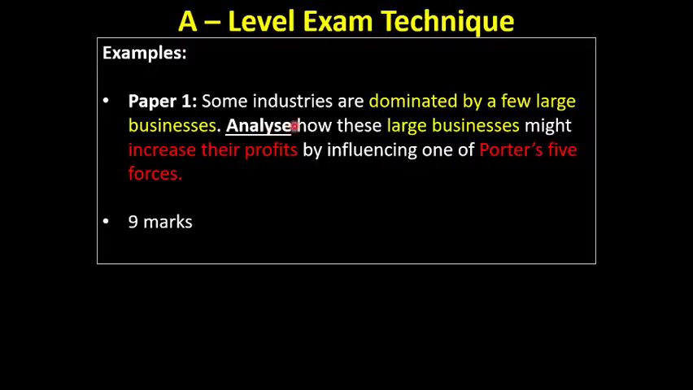The context I've highlighted in yellow. In this case, it's large businesses which dominate industries. Some industries are dominated by a few large businesses. You should straight away realise, because you know your definitions, that they are explaining or defining an oligopoly. And the bits in red are the focus of the question. You need knowledge of Porter's 5 forces, and you need to link Porter's 5 forces to how these large businesses can increase their profits.